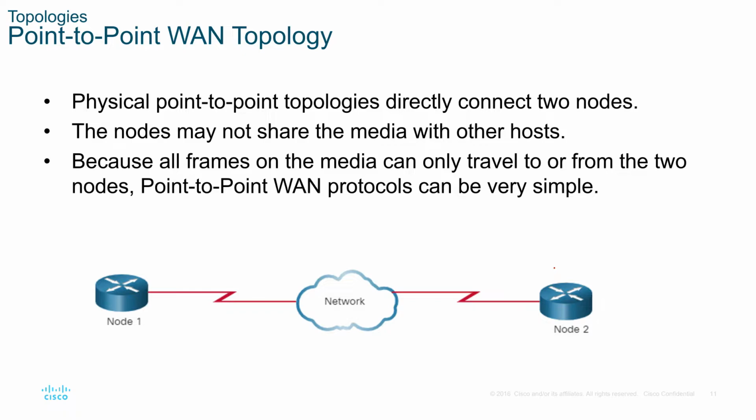And as you can see in this diagram, we have the network cloud, which we do not have control over because it's part of the service provider's network. But we do not really need to know what is in the cloud as long as what we put in on node 1 comes out at node 2.